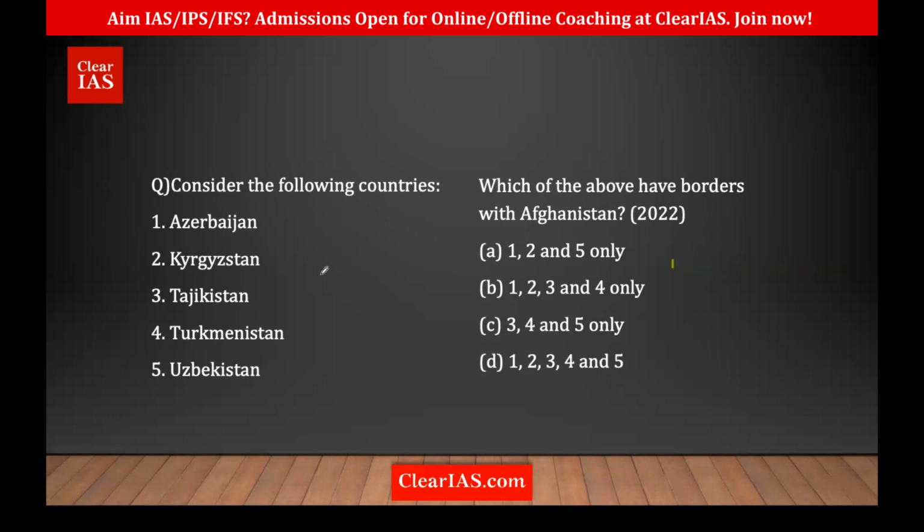Okay. So we told all the stans except for the K stans have borders. So we have Tajikistan, that is right. Turkmenistan would be there. Uzbekistan would be there. So Kyrgyzstan, will it be there? No. So we eliminated Kyrgyzstan. So Azerbaijan, we might not remember it, right? So we don't know where Azerbaijan is. So what would we do?